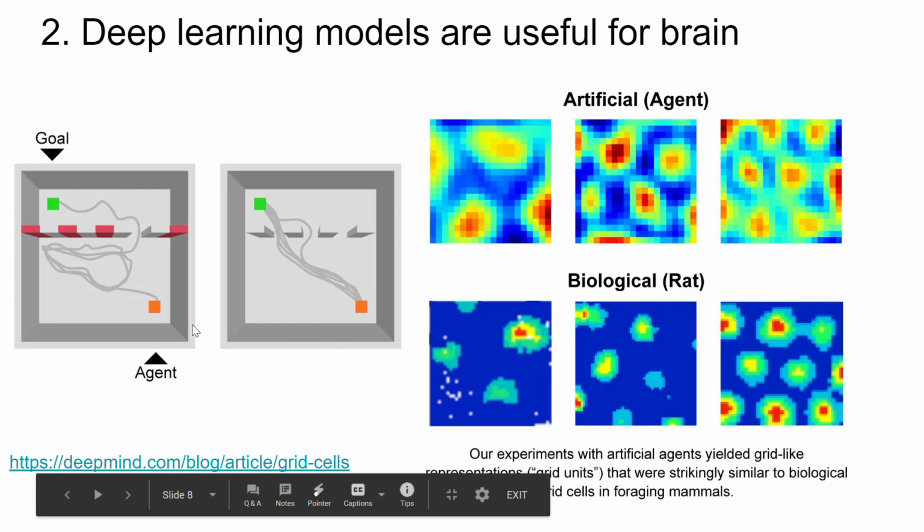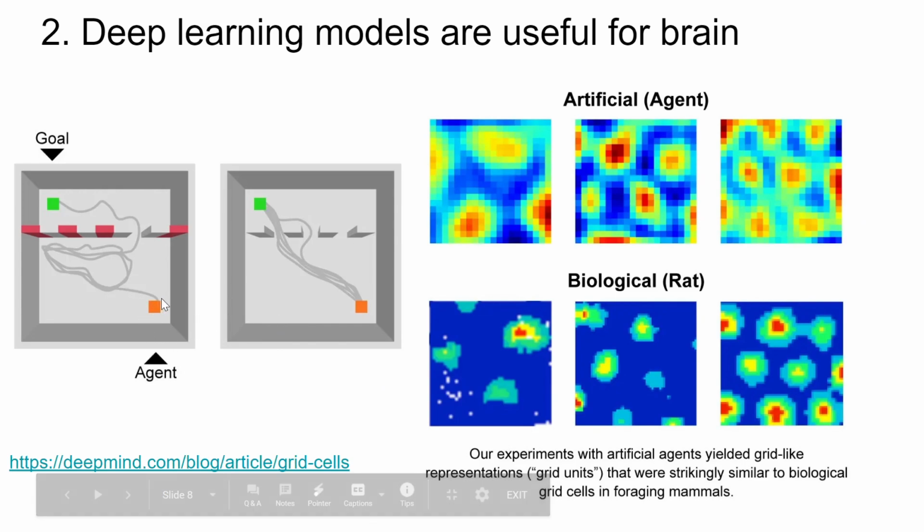And the same also happens in this case, where researchers at DeepMind train agents to solve tasks similar to what rats solve in mazes, and they realize that the artificial agents develop a coding of space which is similar to how rats code their environment.